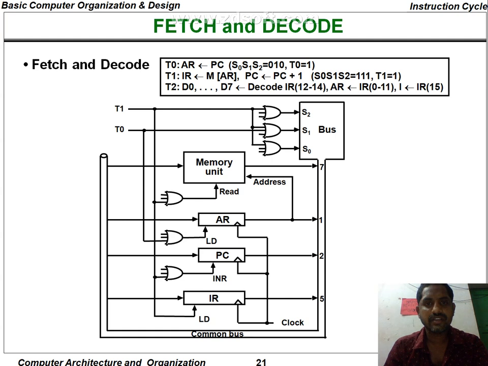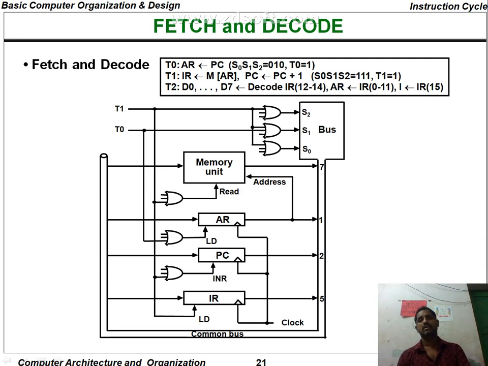See here, at T0, the program counter PC is transferred to the address register AR. At T1, the memory content addressed by AR is transferred to the instruction register IR, and PC is incremented to PC plus 1. At T2, the instruction is decoded, D0 to D7, bits 12 to 14 are decoded, AR gets bits 0 to 11 of IR, and I gets bit 15. See here, you can use three registers: address register, program counter, and incrementer. You can use the load symbol. Here we use the bus with three signals S2, S1, S0, based upon T1 and T0.